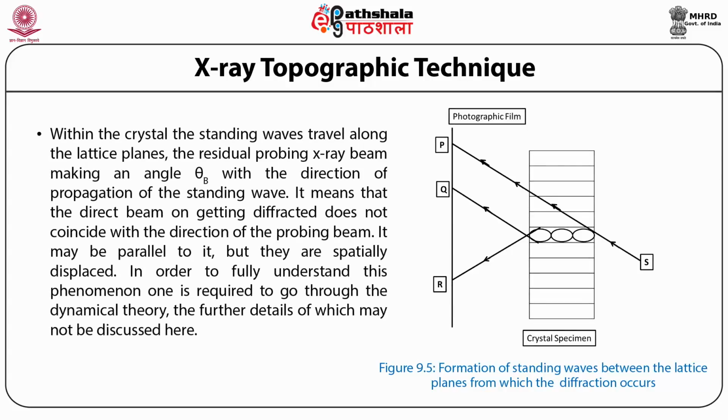Within the crystal, the standing waves travel along the lattice planes, the residual probing X-ray beam making an angle theta b with the direction of propagation of the standing wave. It means that the direct beam on getting diffracted does not coincide with the direction of the probing beam. It may be parallel to it, but they are spatially displaced. In order to fully understand this phenomenon, one is required to go through the dynamical theory, the further details of which may not be discussed here.